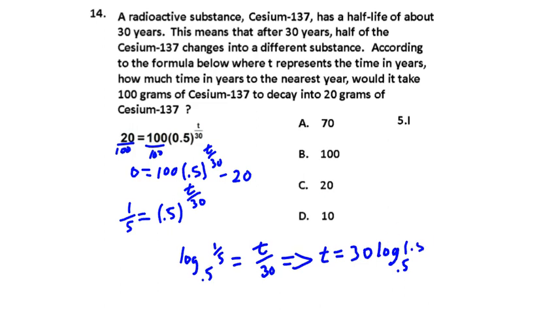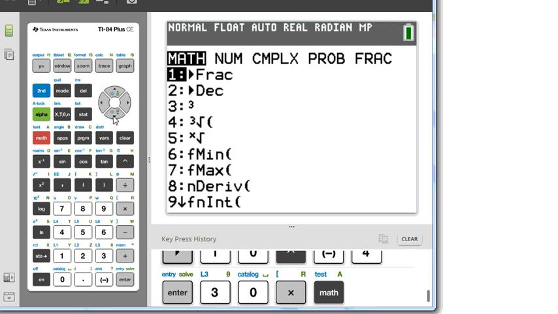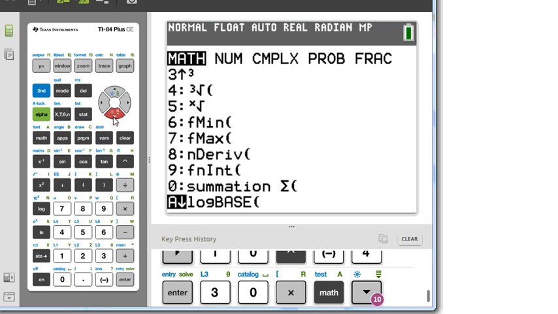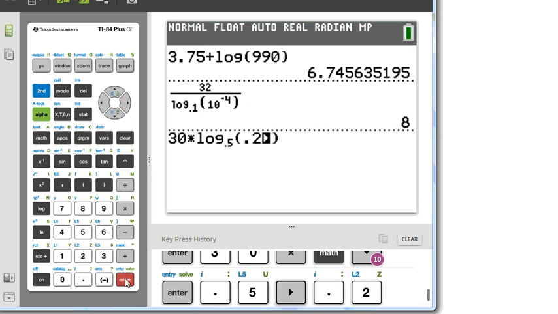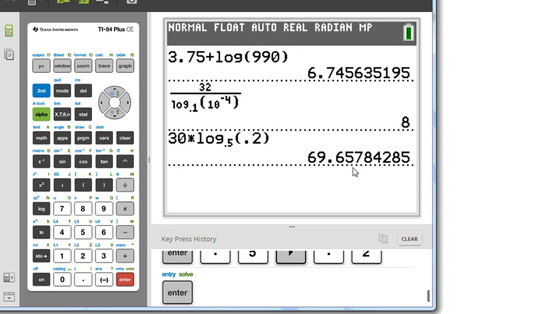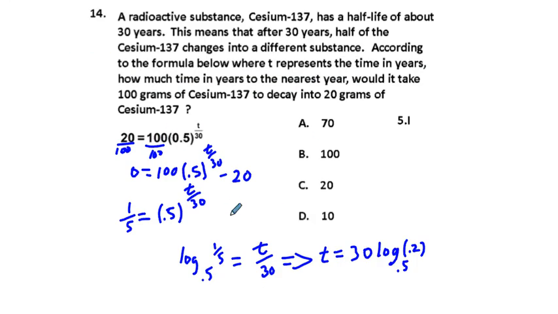0.2. So 30 times log base 0.5 of 0.2. So 69.66, which is years, closest to answer choice A.